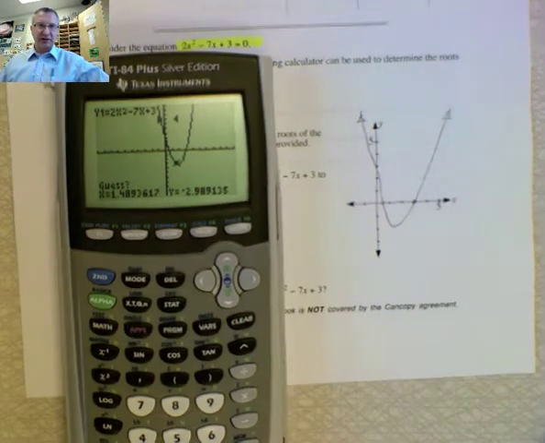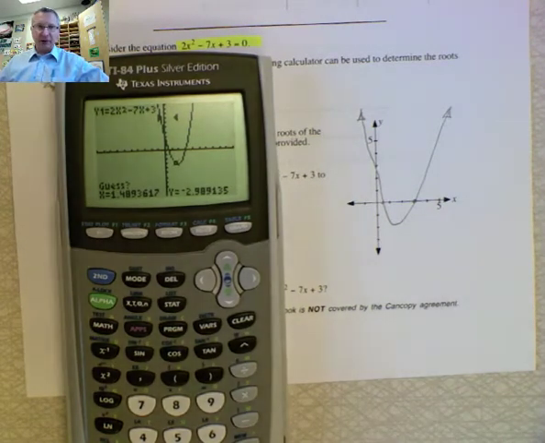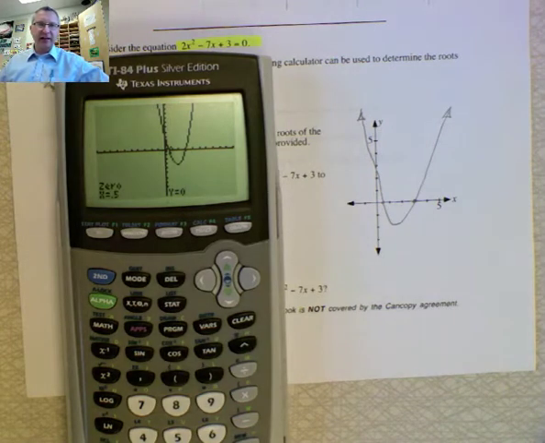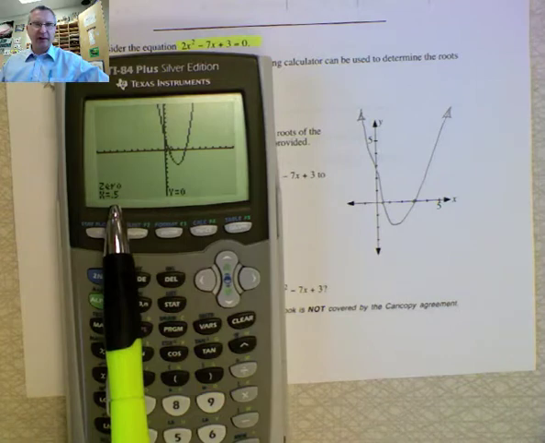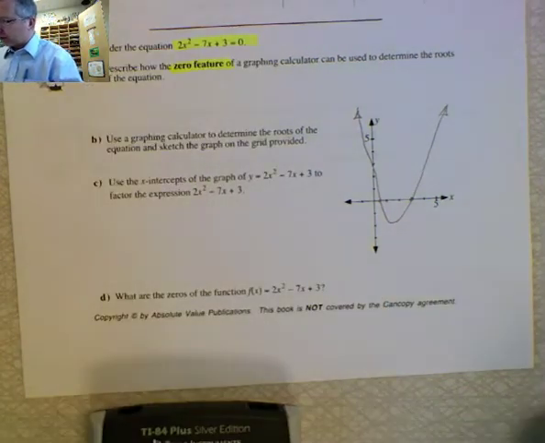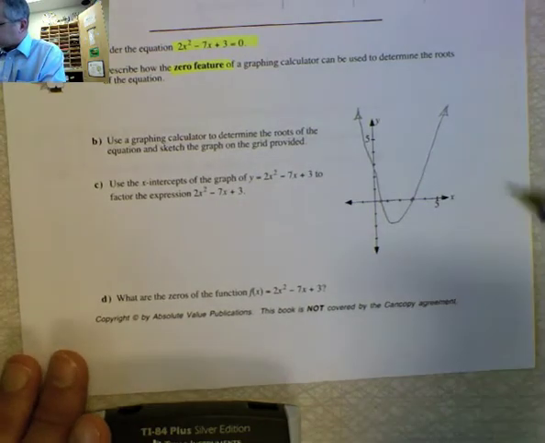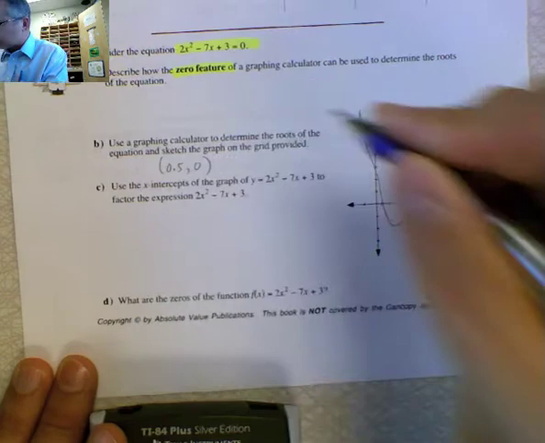I hate this feature. Guess, if I wanted to guess the answer, I would have guessed a long time ago. No, I don't want to guess, so I just hit enter, and it tells me that the x-intercept, or the 0 in this case, is 0.5. Y has a value of 0 and x has a value of 0.5. So we're just going to write down our first x-intercept, which is 0.5 and 0.